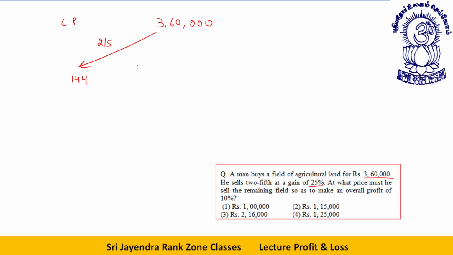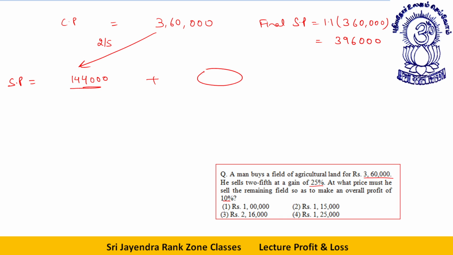See, this is the CP. Let's say final SP. What will be the final SP? The final SP is for an overall profit of 10%. That is, final SP will be 1.1 into 3.6 lakh, or 3,60,000. Okay, dear students, so that will become, if you can do it, 3,96,000. So this 3,96,000 is the selling price. This 2/5 he is selling at some price. This 2/5 is 1,44,000. Let's say the selling price is equal to this plus a certain amount, which will give you 3,96,000.